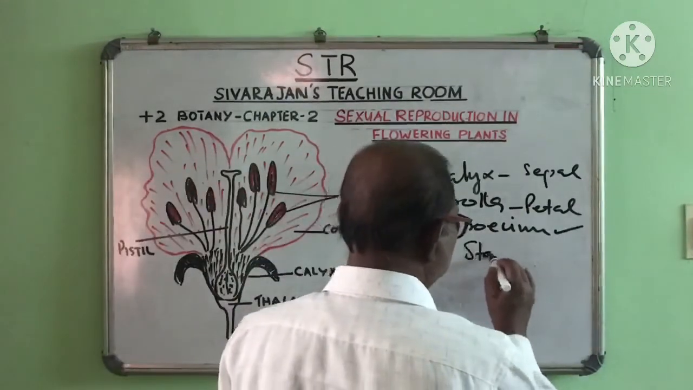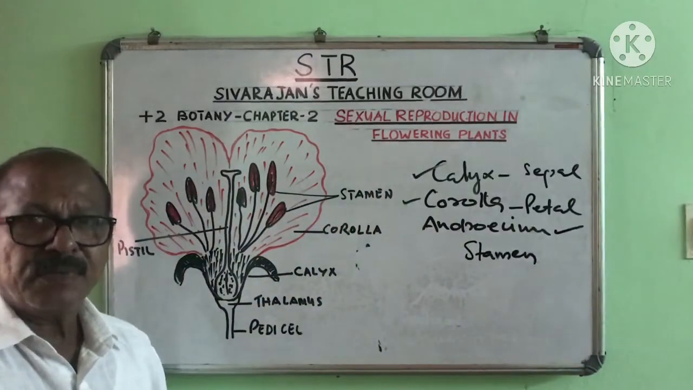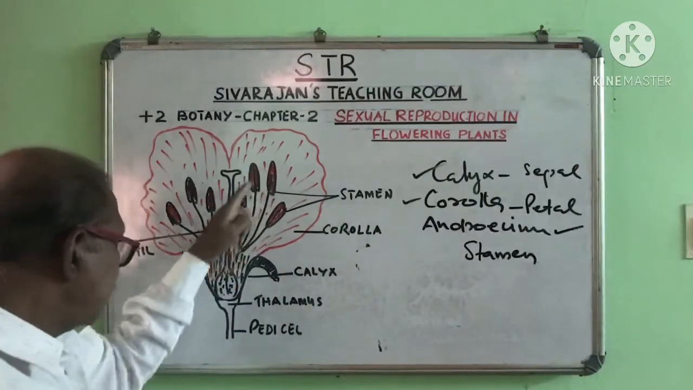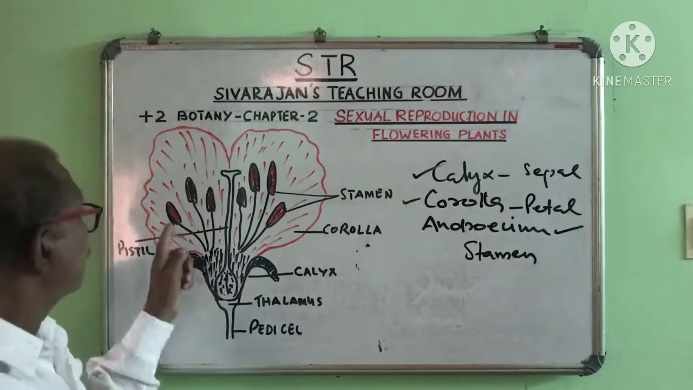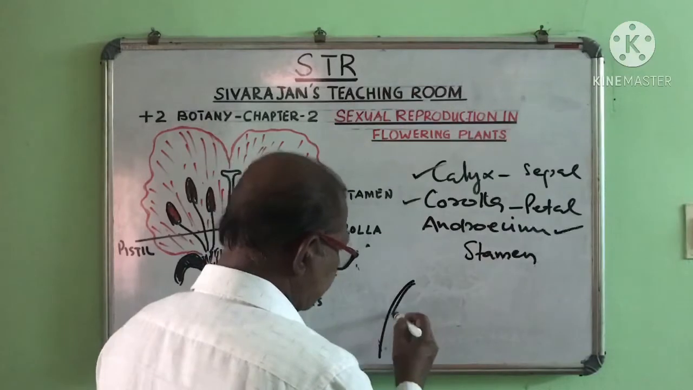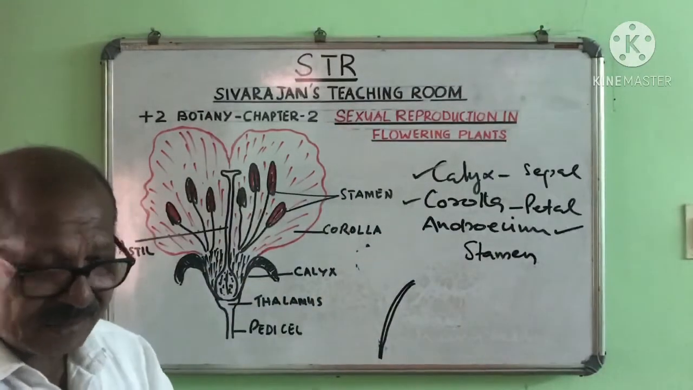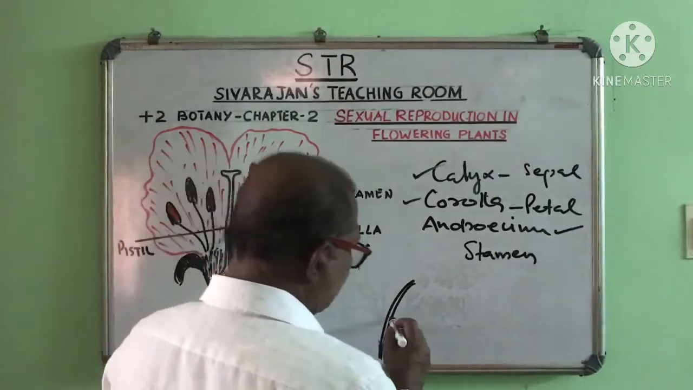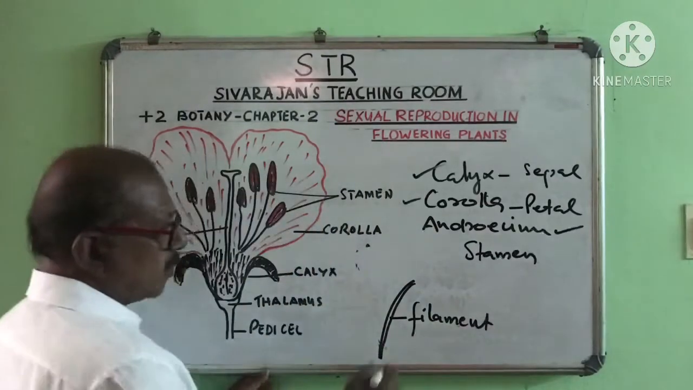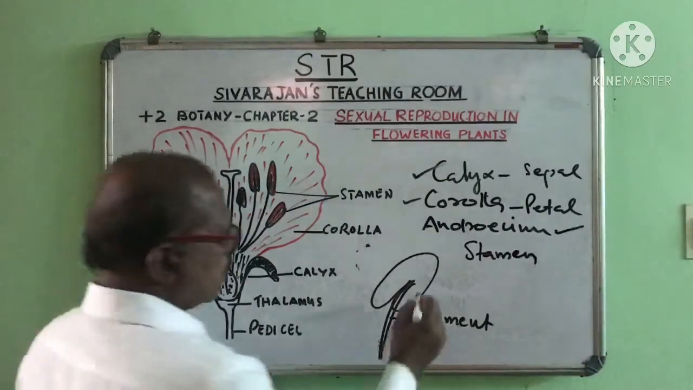So androecium is the male reproductive part. It is made up of so many units, and each unit is called a stamen. So this is a stamen, this is a stamen, these are all stamens. So 7 stamens I have written here. And each stamen has 2 parts. A very long, slender, very thin structure called a filament. And at the tip of the filament there is a box-like structure. It is called the anther.